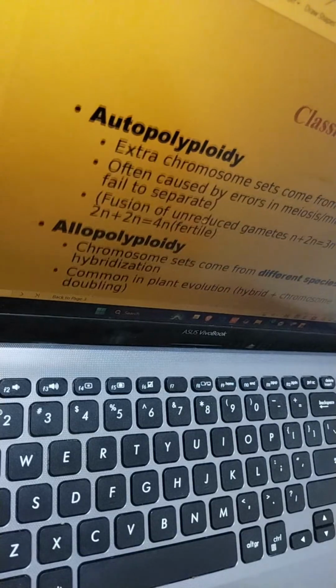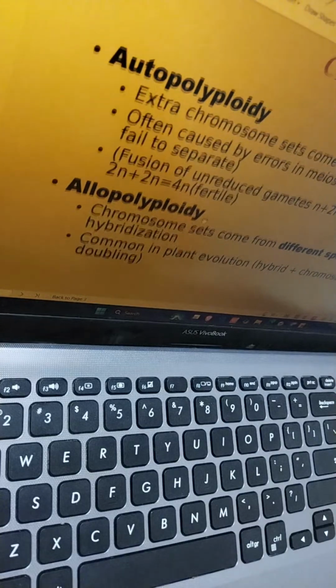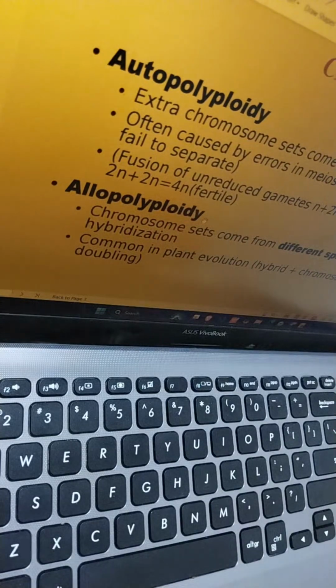Now we'll study the classification. There are two types of polyploidy: one is autopolyploidy and the other is allopolyploidy.